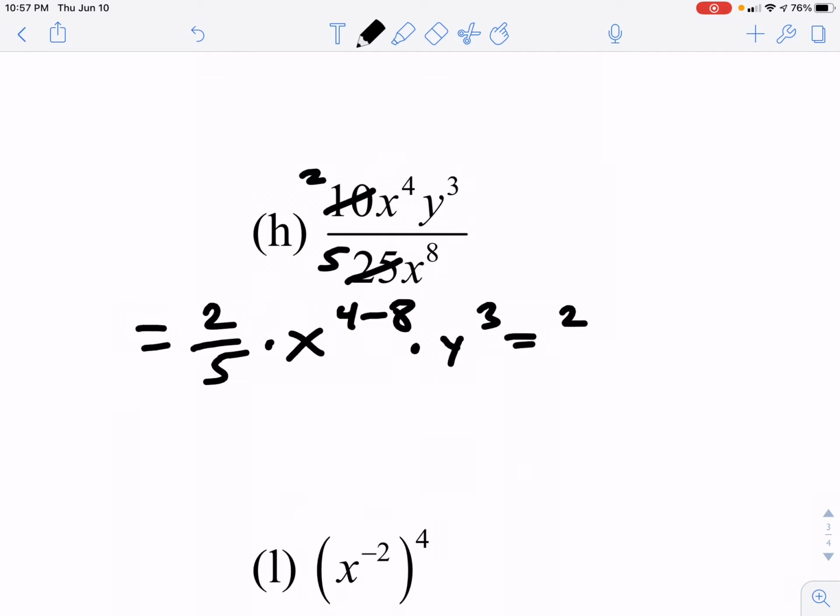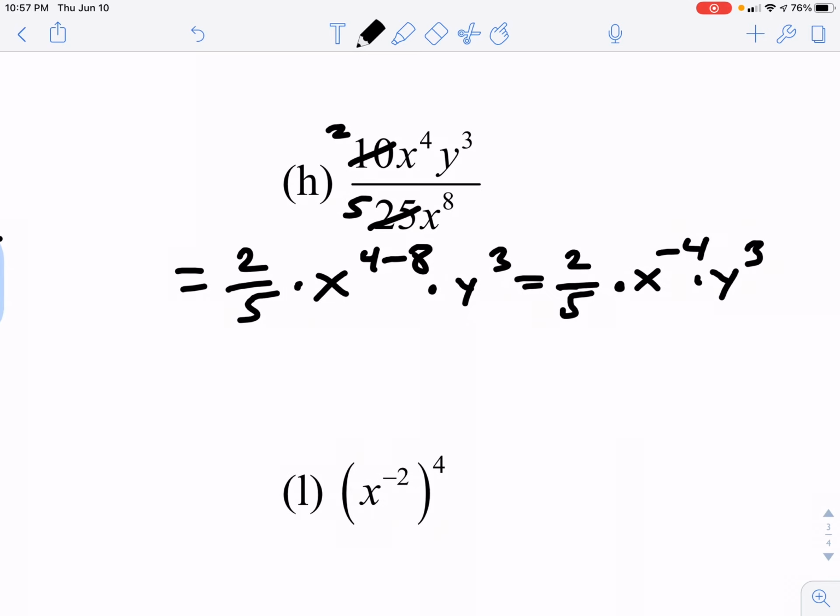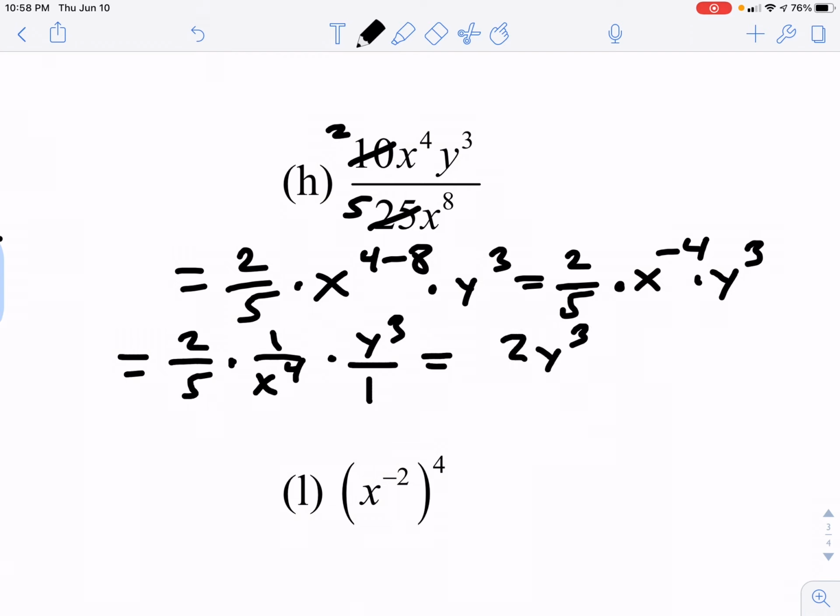Cleaning this up a minute, we have 2/5 times x to the negative 4, 4 minus 8 is negative 4, times y to the third. Well, this is the same thing as 2/5 times, now I'm going to turn this into a positive exponent, so that's 1 over x to the fourth power times y to the third power, which is really y to the third power over 1. So if I clean all this up, I get 2y to the third power over 5x to the fourth power.